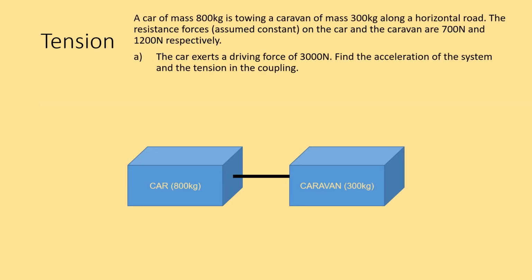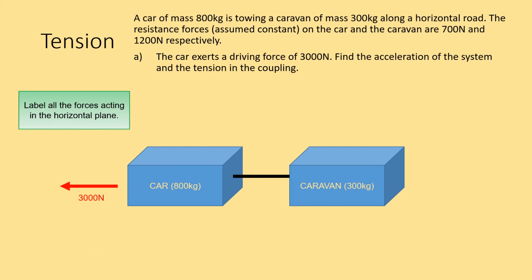Alright, so let's have a look at part A. We have a car of 800 kilograms towing a caravan of 300 kilograms. We know that the car exerts a driving force of 3,000 newtons, so we have to find the acceleration of the full system and the tension in that coupling. First thing we're going to do is label all of the forces acting in the horizontal plane. The car has a driving force of 3,000 newtons. There is a 700 Newton friction force, and the caravan has a 1,200 Newton friction force.